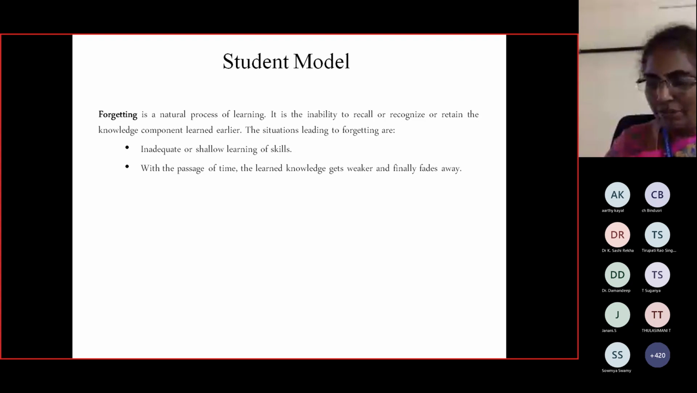And that is one aspect of our brain. Another aspect of the brain is forgetting. Forgetting is a natural process of our brain. Even in learning, we are not able to recollect what has been learned, and with the passage of time, this forgetting increases. Forgetting of the learned knowledge and of the learned skills increases as time goes on.